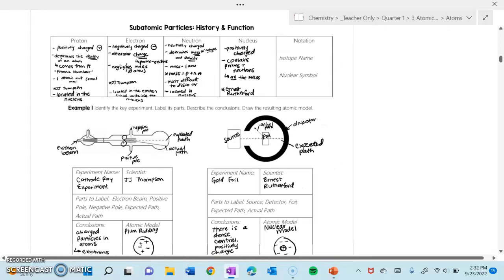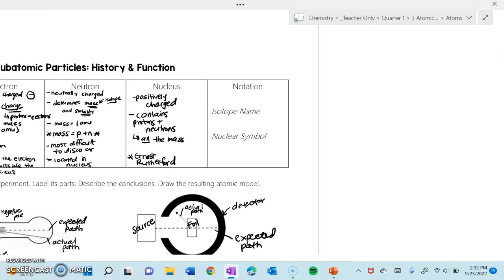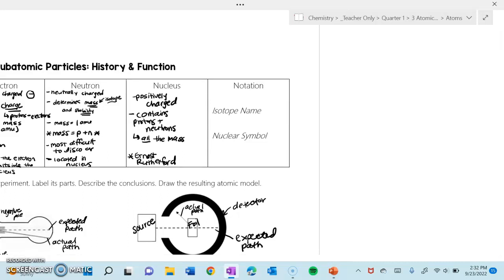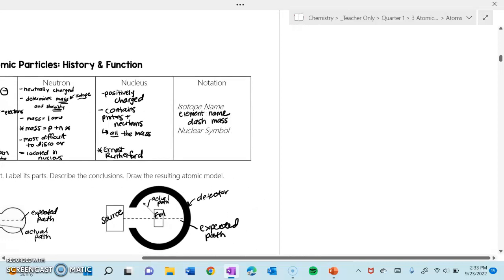Okay, so there's our kind of history. Now some notation. We have two ways that we can write an atom's information. One is through the isotope name, where you will write the name of the element followed by a dash and the mass. So element name dash mass. So for example, if I have an isotope name, maybe it'll be hydrogen with a mass of 2. Hydrogen 2. There's my isotope name.